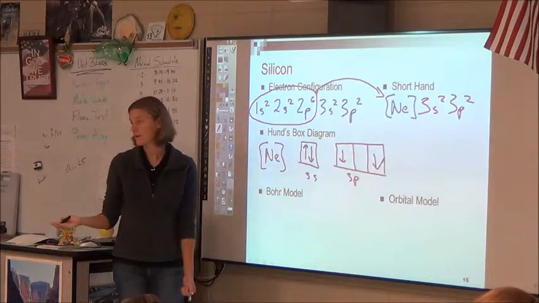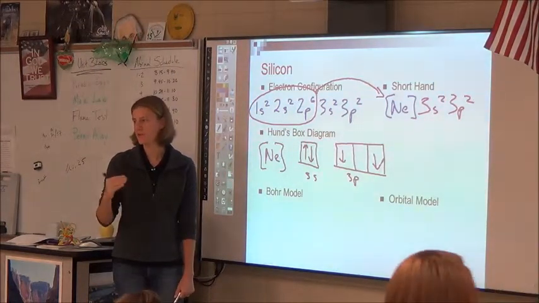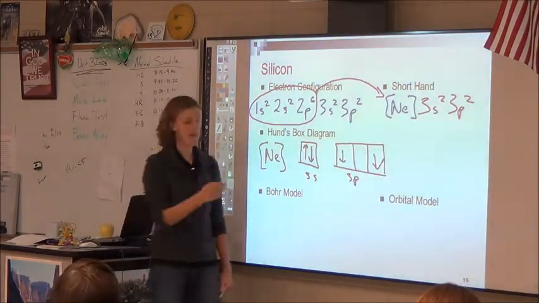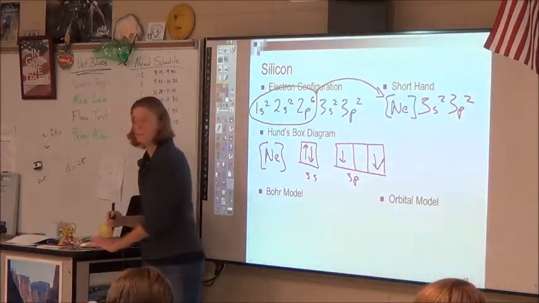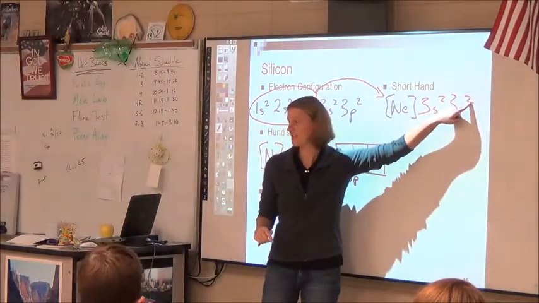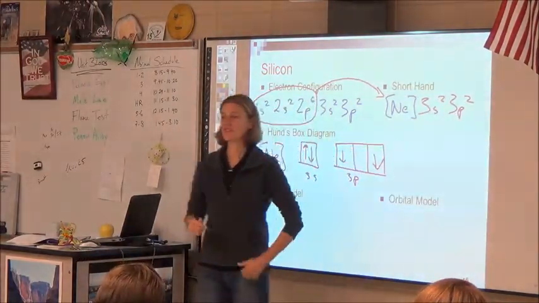It doesn't matter. But don't pair them up until you have one per box. And make them have the same spin first. Is it always? Well, this one was 2, but this could have been up to 6. I could have up to 6 arrows to draw.